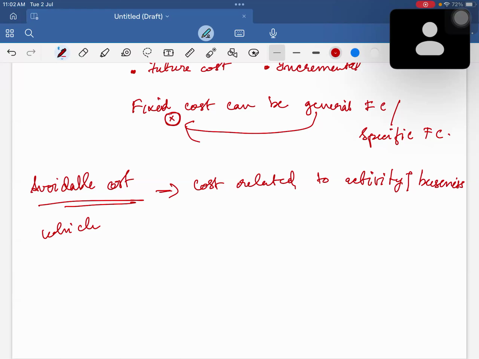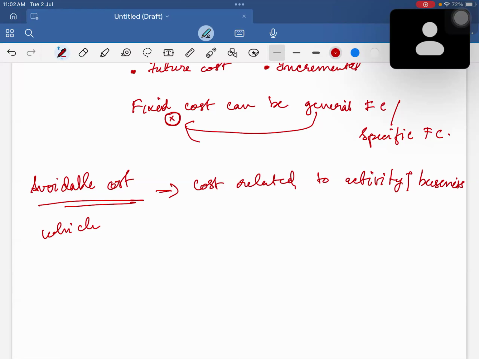See, relevant cost has different shades, right? One shade is avoidable cost. The other shade can be specific fixed cost. So all these things come under a subcategory of relevant cost. Understood?